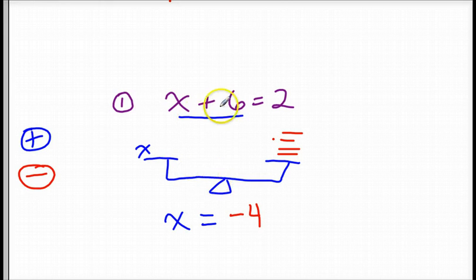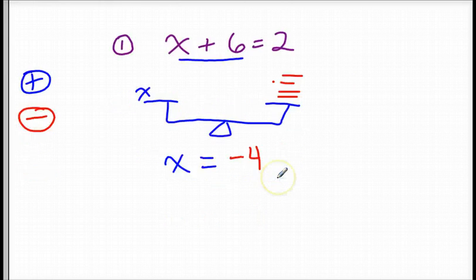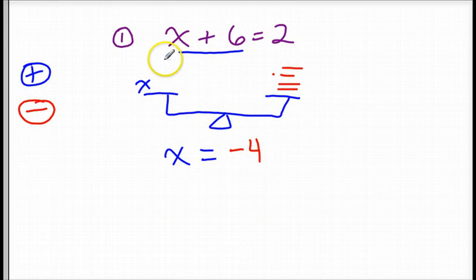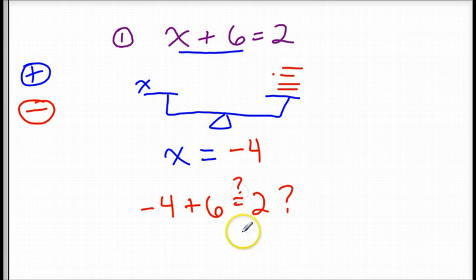So now let's check it out. How do we check it out? We plug in negative 4 for x, and we see if it works. Does negative 4 plus 6 equal 2? Does it? We'll put a question mark. Yes, it does. Negative 4 plus 6 does equal 2, because 2 equals 2. Yay, everything checks out.